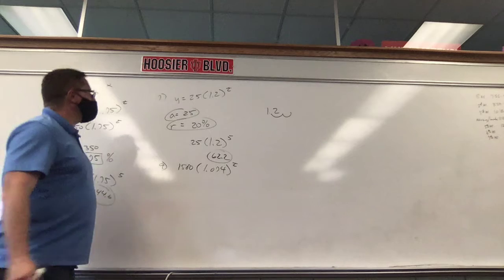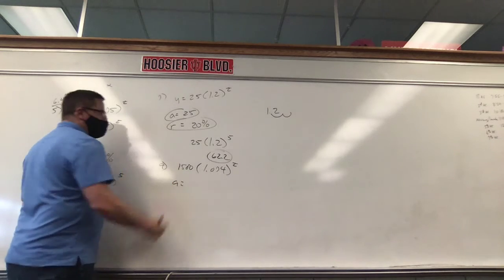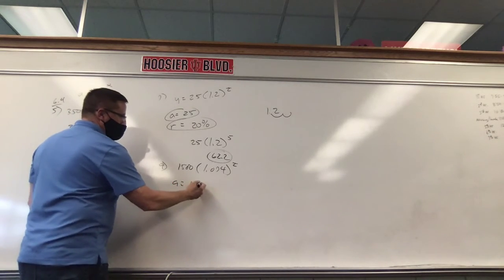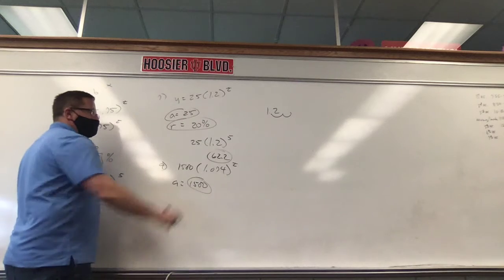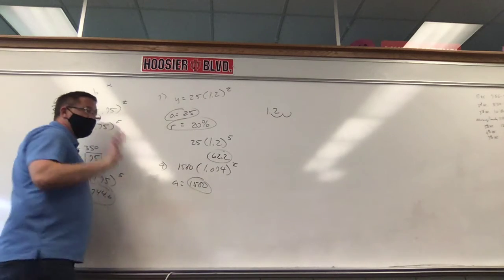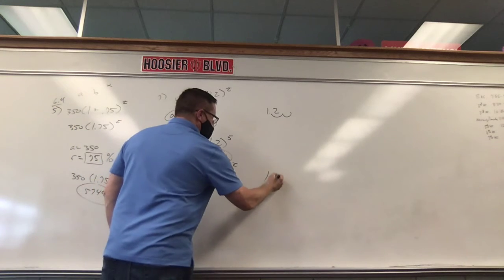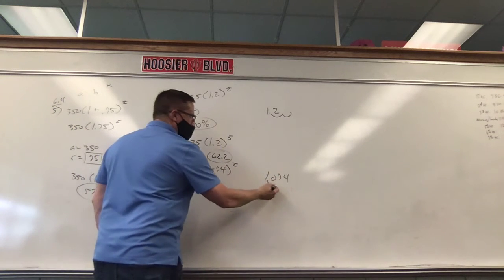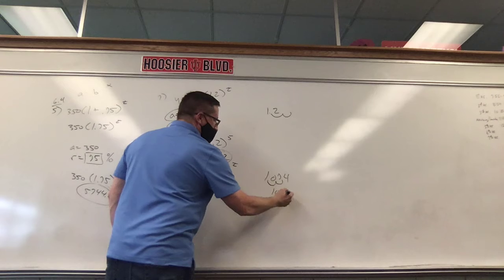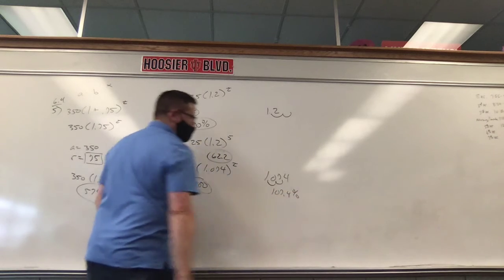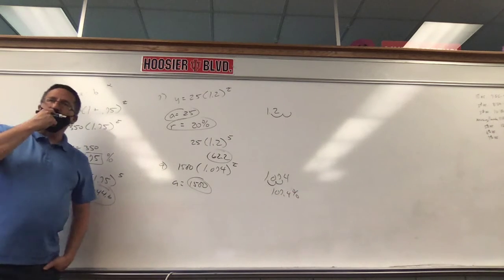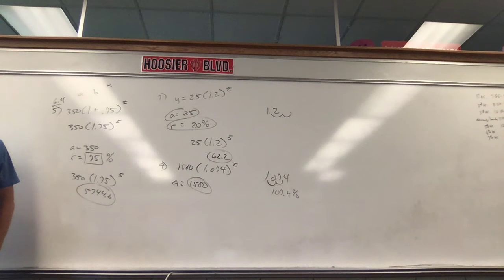All right, this one right here. So how much are we starting with? How much money? 1,500. 1,500, okay? Now again, make this into a percent, 1.074. We move it 2 spots to the right. So it's 107.4%. So, is it growth or decay?